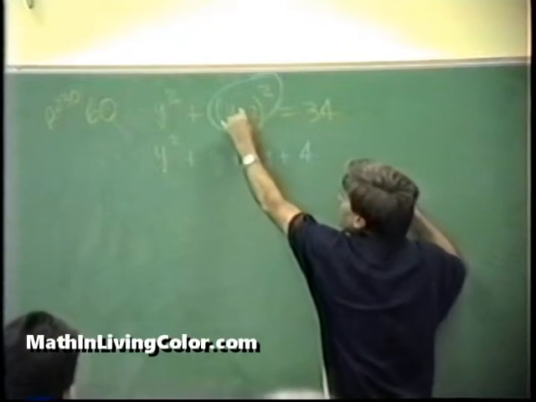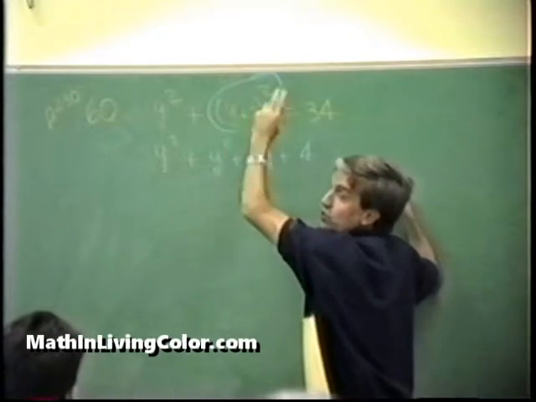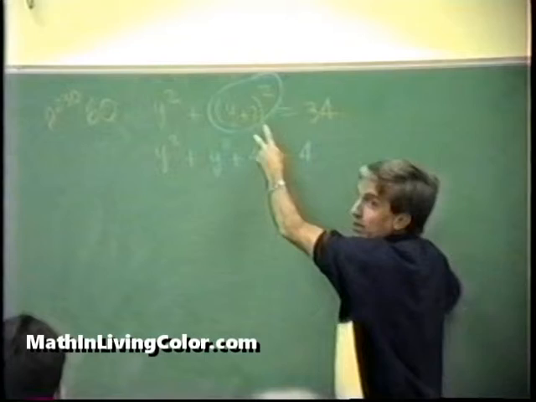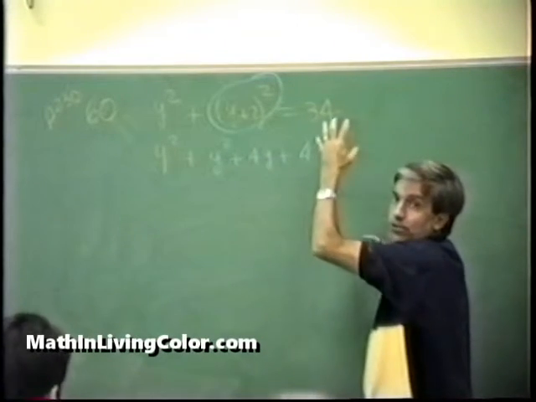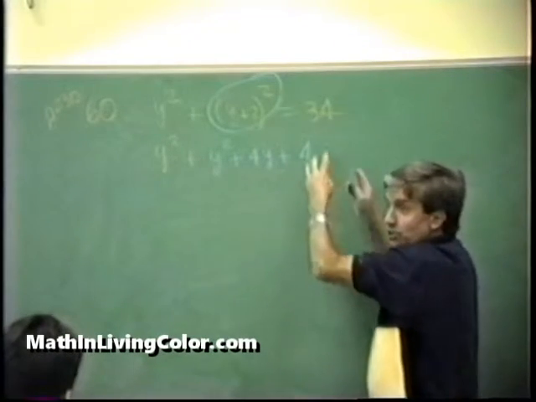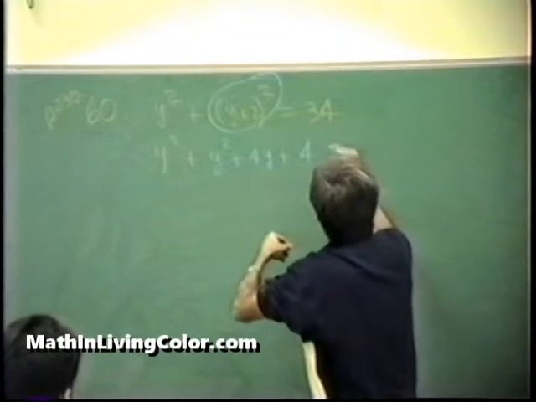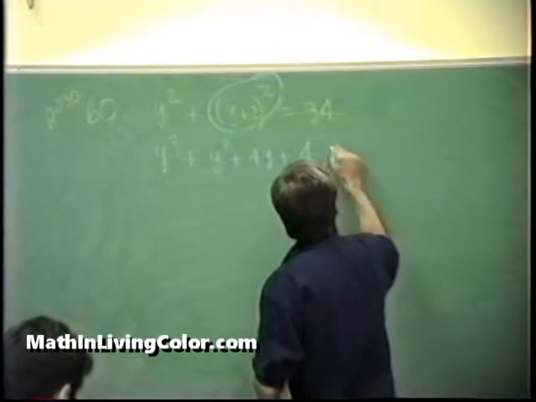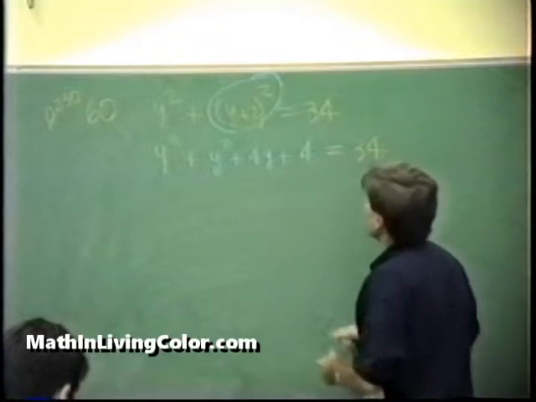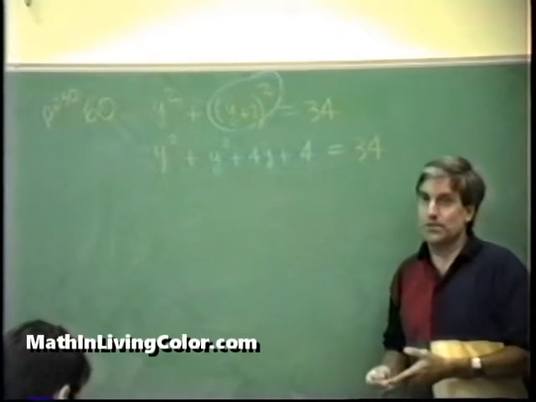Did everybody remember to take the first and square it? Twice the product of the 2 and the last, and square the last. That's how we square a binomial, remember that? Or else do the quantity times itself. And then equals 34. Now, what kind of problem is this?